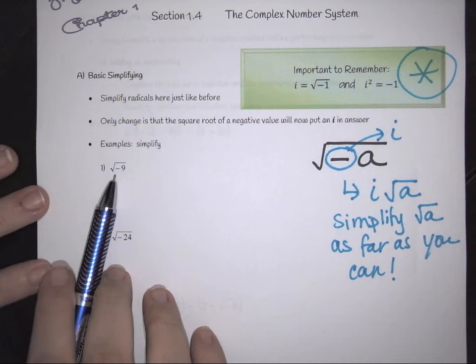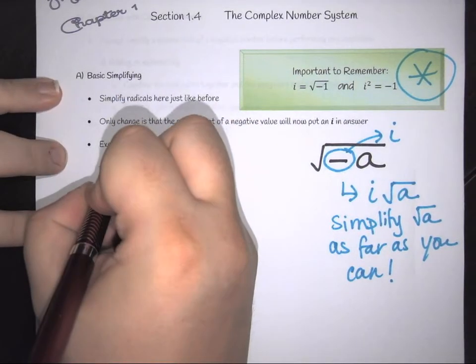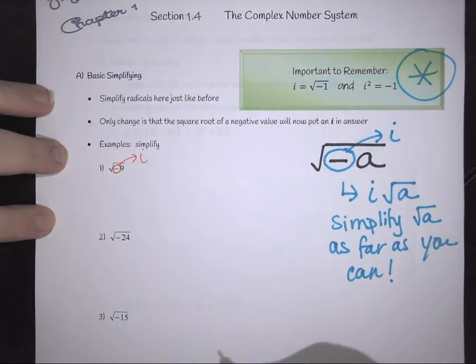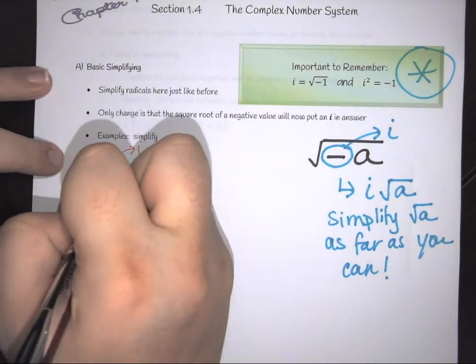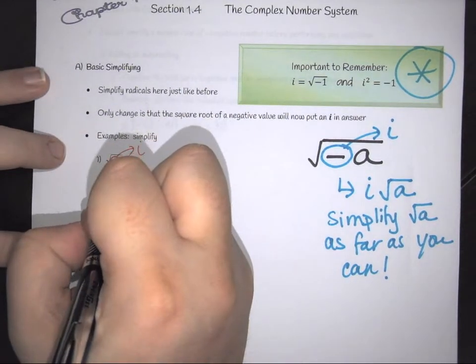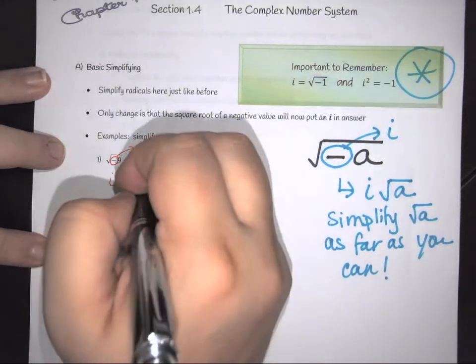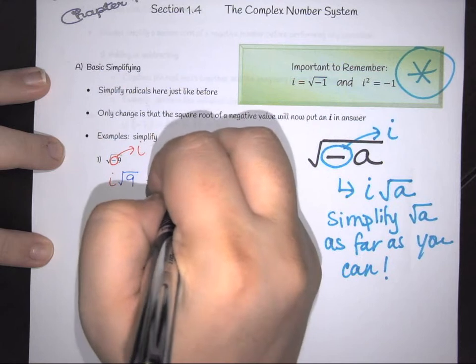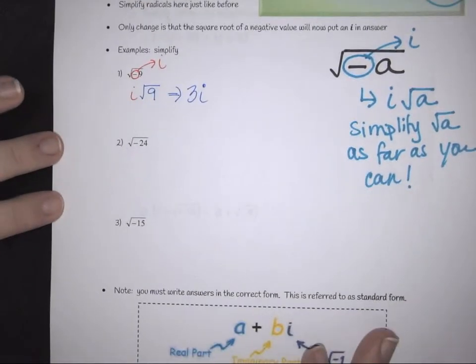So how does this work exactly? Well, I have the square root of -9. So again, just like before, my negative here is going to pull out of my radical as an i. And what's going to happen is it's going to leave behind i, and then you have the square root of 9. Well, the square root of 9 we know can reduce into 3. So this right here is going to become 3i. Let's look at another one.